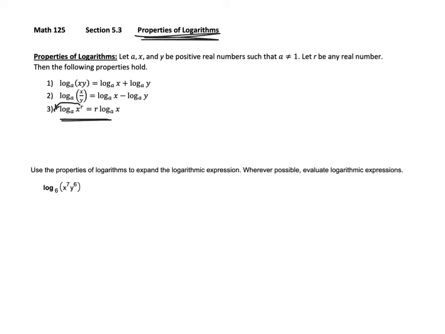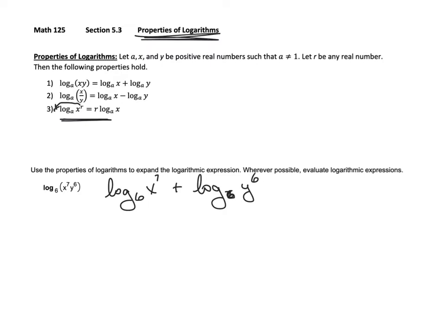These two things are being multiplied, x to the 7th and y to the 6th. If we want to split them up into two, we have log base 6 of x to the 7th plus, so you separate it, log base 6 of y to the 6th. You put an addition sign between the two.